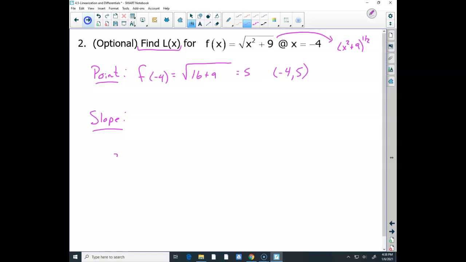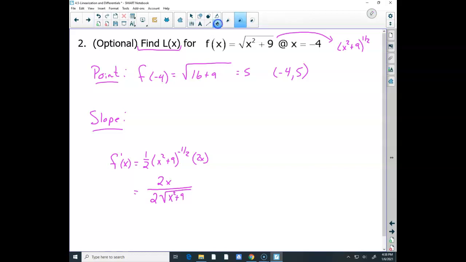So we need to find our derivative first, f prime of x. That's going to be 1/2 times (x squared plus 9) to the negative 1/2 times my chain rule of 2x. Notice my 2x is on top, my 2 is on the bottom, and I have the square root of x squared plus 9. In reducing, those reduce out, so there's my derivative, f prime of x.